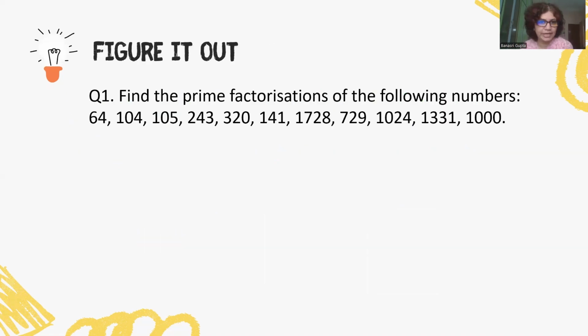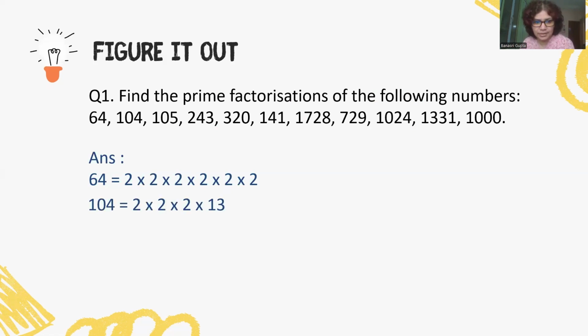Let us do some Figure it Out questions from the textbook Ganita Prakash. The first question is, find the prime factorization of the following numbers. Let us see quickly each one. 64 is 2 multiplied 6 times. So 2 into 2 into 2 into 2 into 2.